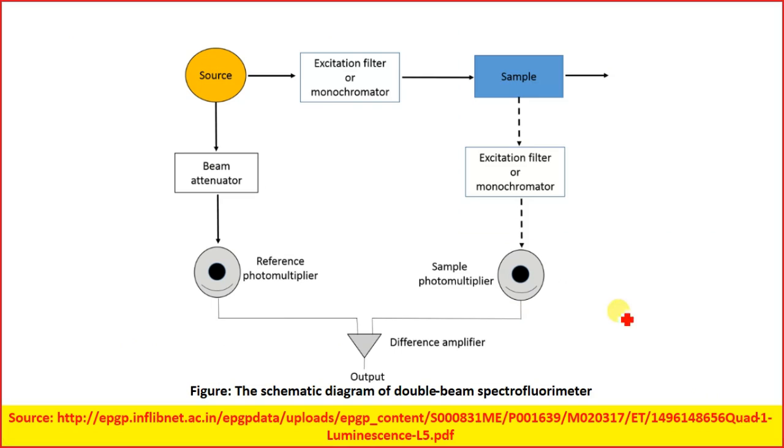In a modern spectrofluorimeter, you have the same 90-degree arrangement. Apart from that, you take the radiation source, you attenuate it using a beam attenuator, and it is taken as the input to the reference photomultiplier. The difference between the sample and the reference is amplified and shown as the spectrum.